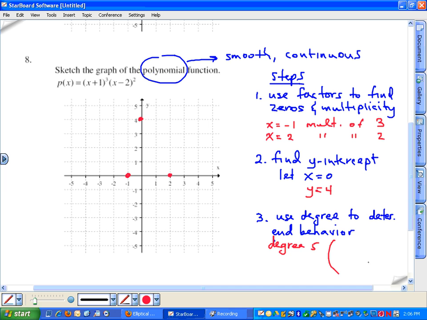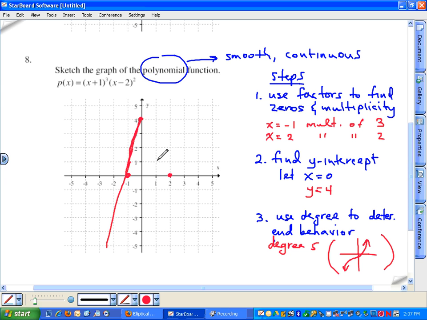Which means its end behavior, if you look at a little snapshot of the graph, is going to be like this, traveling in opposite directions. Okay. Now, the graph is coming from down here. We know it has to cross through the x-axis at that 0, and it goes to our y-intercept of 4, but now we have to decide, does it turn straight down and come to this 0, or does it continue to go up a little bit and come down? That's what's called a local maximum.